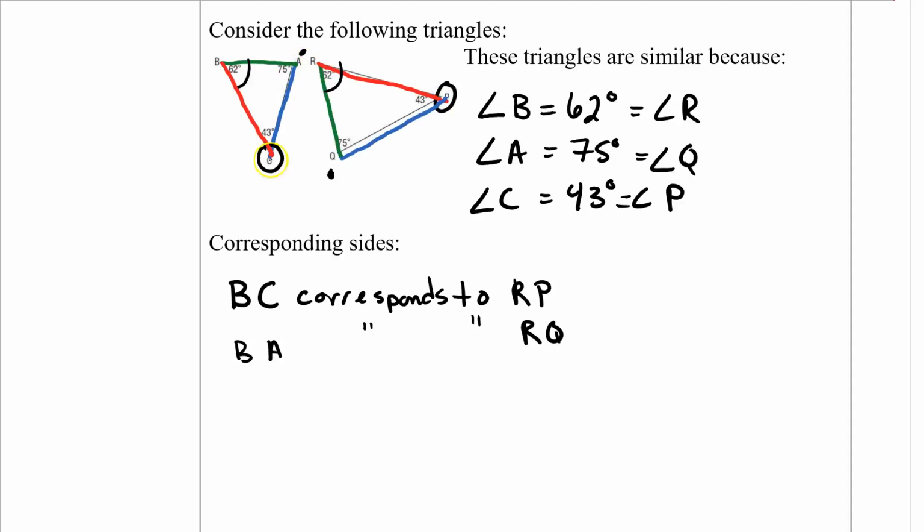So this one goes down and this one kind of goes up, so that's a little bit confusing. So we said 75 to 43, so AC corresponds to QP.